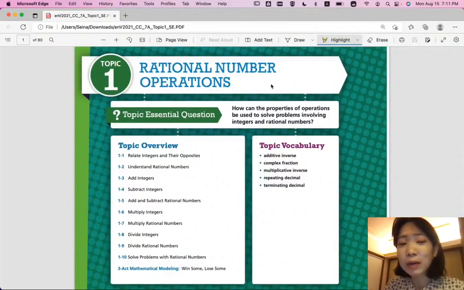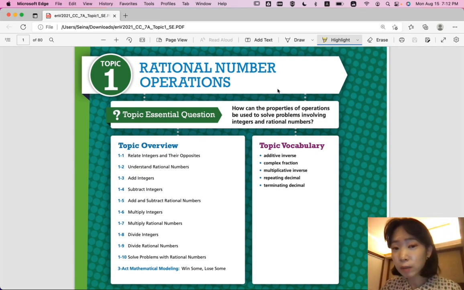In this topic, we'll talk about rational number operations. Now, we did talk about rational numbers in Math 6, but if you don't remember what a rational number is, what is a rational number? It is any number that could be written as a fraction. So it includes decimals, fractions, whole numbers, mixed numbers, integers, natural numbers.